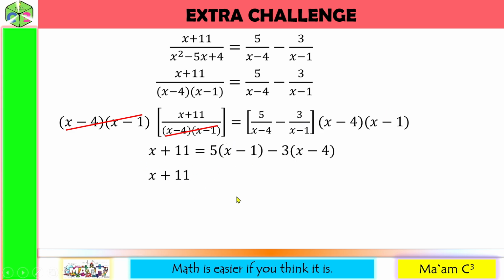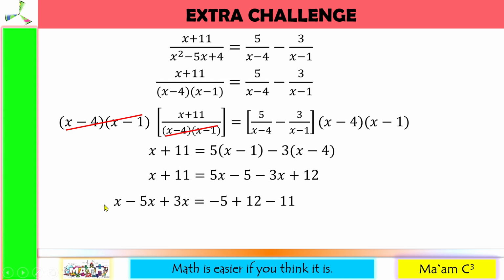So we have x plus 11. 5 times x is 5x. 5 times negative 1 is negative 5. Negative 3 times x is negative 3x. Negative 3 times negative 4 is positive 12. Let us put all terms with a variable on this side and constant on this side. x minus 5x is negative 4x plus 3x is negative x. Negative 5 plus 12 is 7. 7 minus 11 is negative 4.